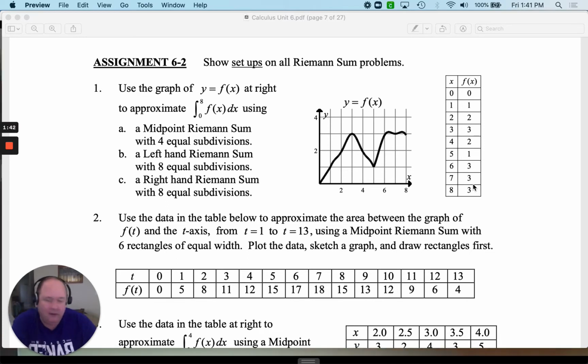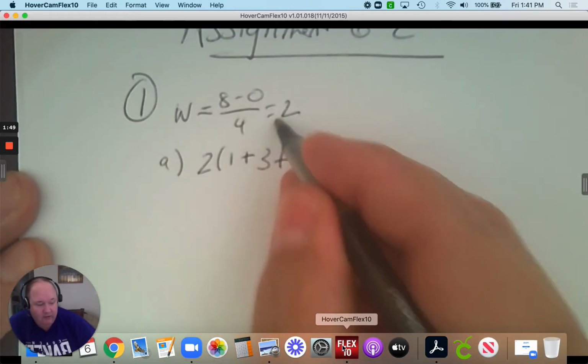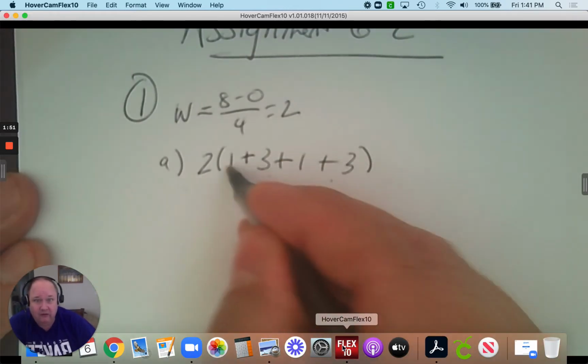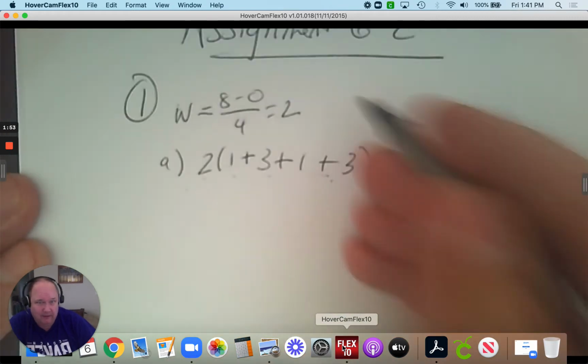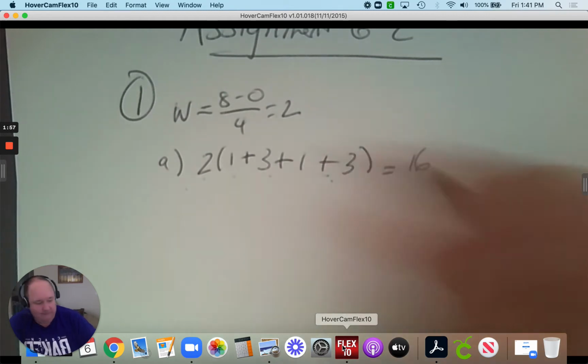So that's using rectangles, length times width. When they all have the same width, it makes it easy to set up. This is what it looks like. The width of each one is 2, and these are the heights. So you can just add up the heights times the width. That is 8 times 2, and that's 16. B.